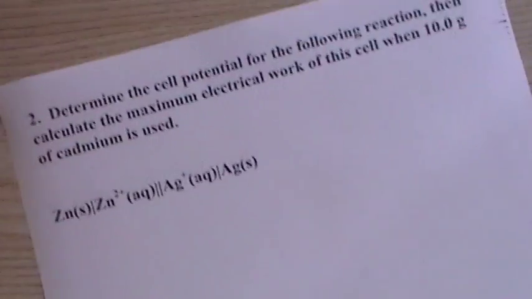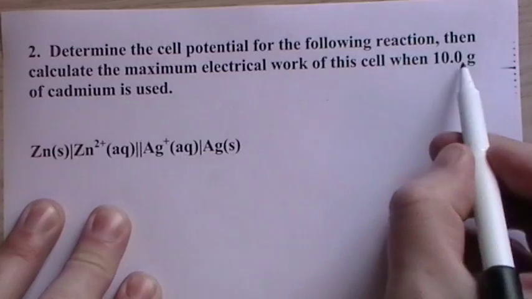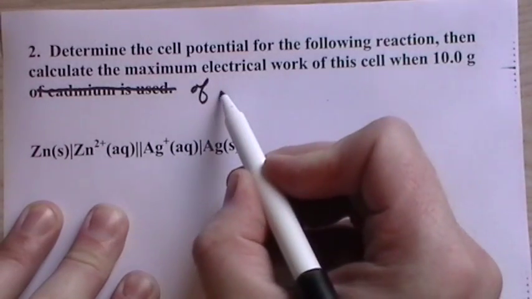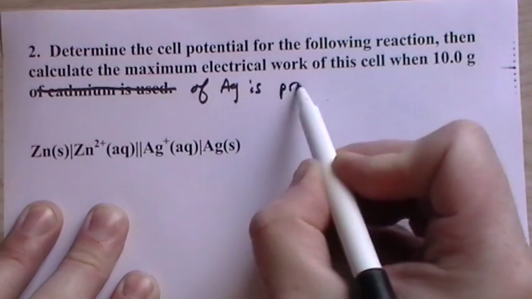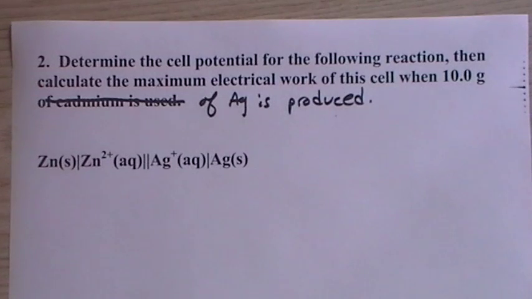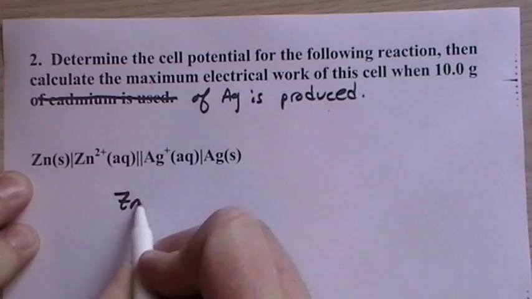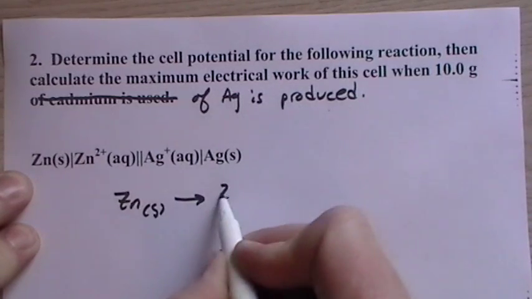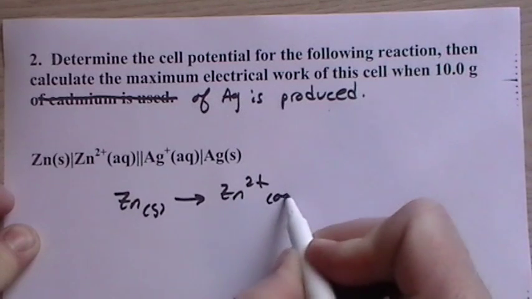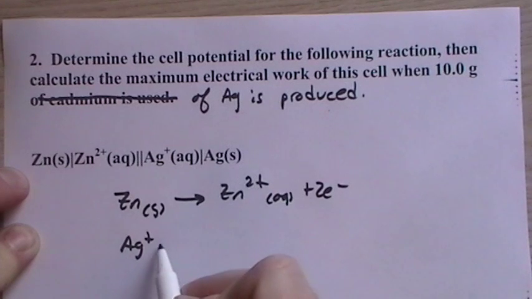Okay, so now let's do another one. Now this one I think I forgot to change, so I said when 10 grams of silver is produced. So we'll take it from the point of view of the silver being produced. So I'm just going to go directly into the half cell reactions here because it's all set up. This is the oxidation, this is the reduction, so it's easier. Or it's easy to just shift directly over.